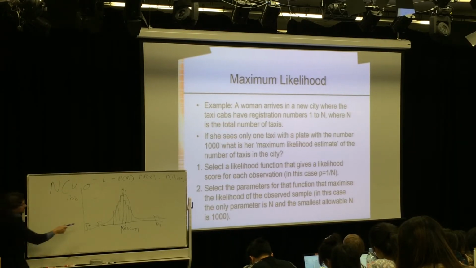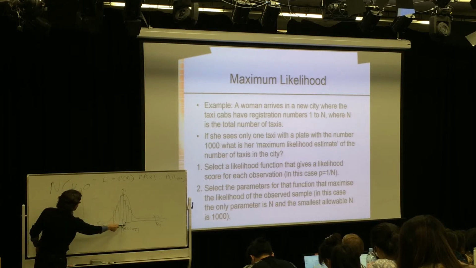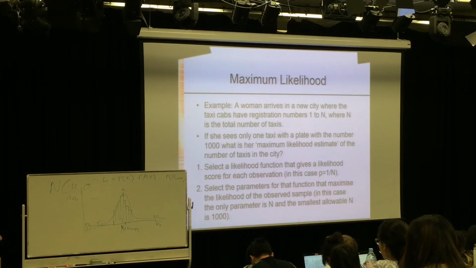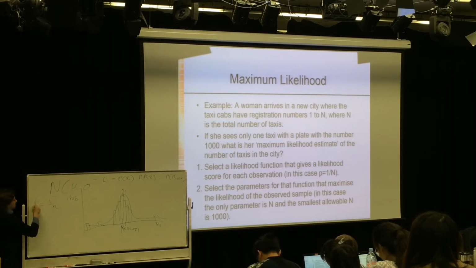In the earlier case, we had probabilities of seeing each of these returns, and the probabilities were determined by the normal distribution. But if we've got 30,000 taxis in New York, the probability of seeing any one taxi, all other things being equal, is just 1 over 30,000. So the probability is given by 1 over n. It's a different distribution to the normal distribution that we were looking at. So the probability is 1 over n.